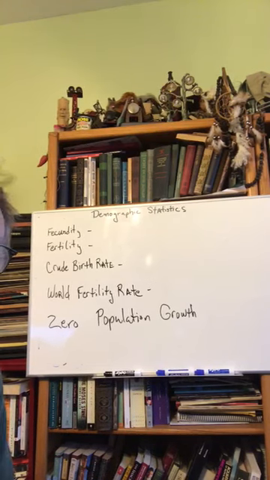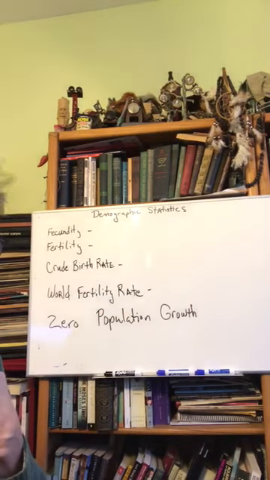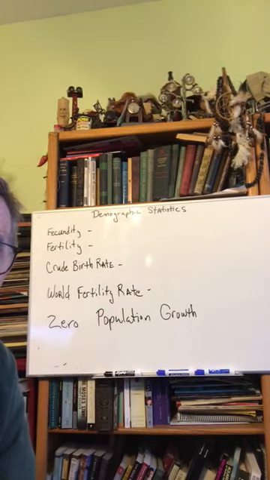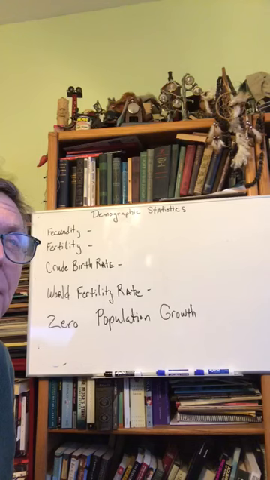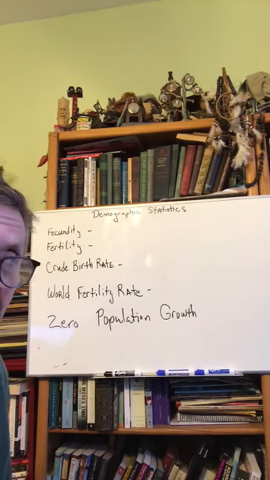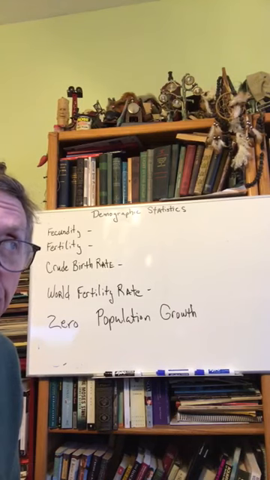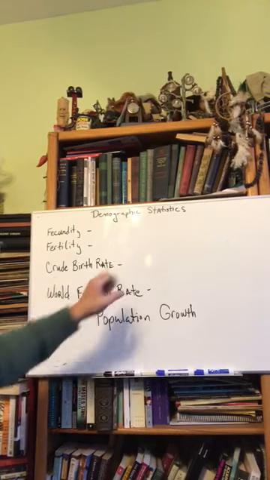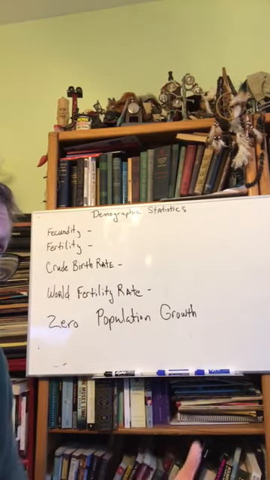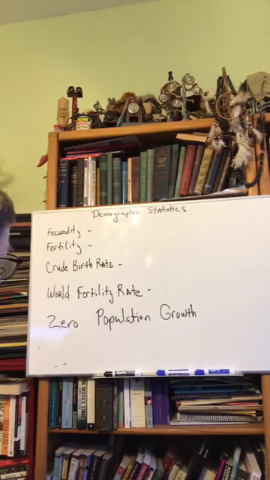Now, if you take that fertility number and you express it per 1,000 women, you have the crude birth rate. So how many babies do you expect, and this varies by population, from 1,000 women in that population. So the crude birth rate is the number of babies that will be produced within any given population.